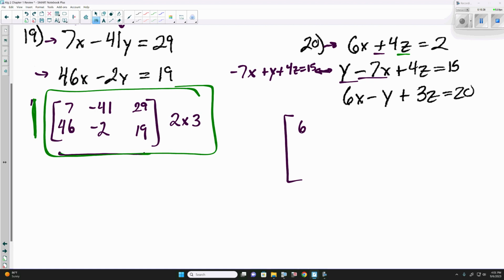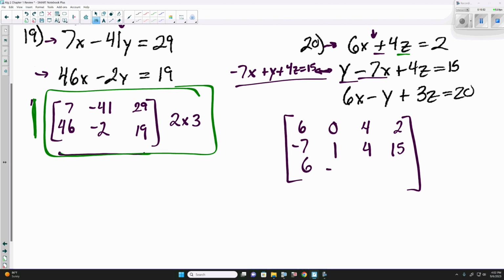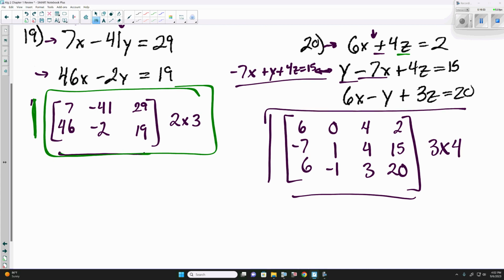Now for our first row, we would have 6 for x. Now because there's not a y value, we fill it in with 0. If it's not there, we fill it in with 0. Now the z value is 4, and it's equal to 2. Now we can move on to the second row. We'll have negative 7 for x, 1 for y, 4 for z, and then 15. In the last row, we have 6 for x, negative 1 for y, 3 for z, and 20. Now this one does have 3 rows and 4 columns, so we'll call it a 3 by 4. And that's our answer for 20.